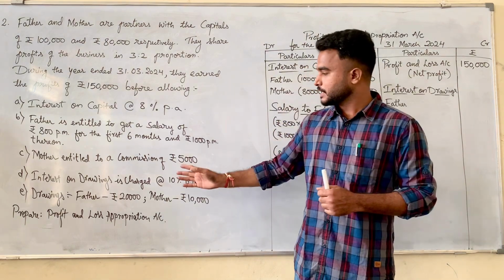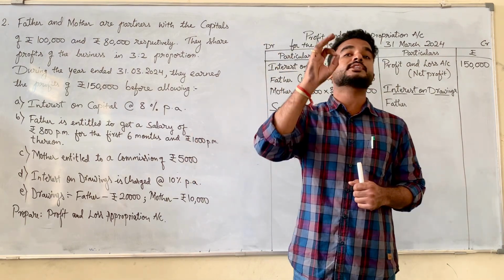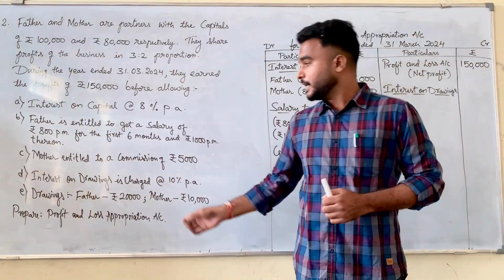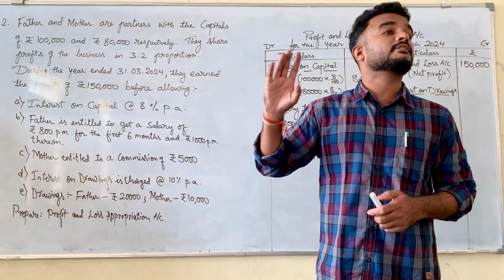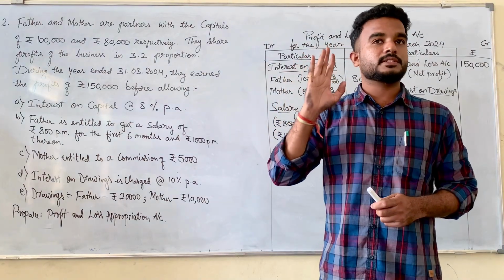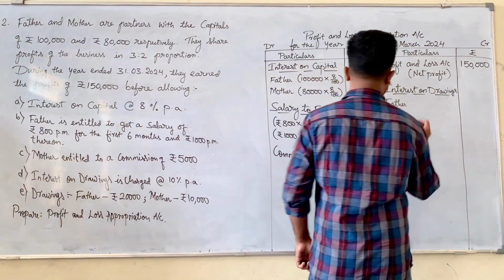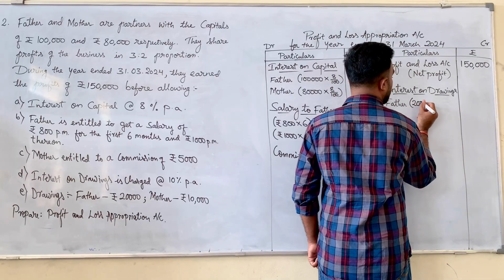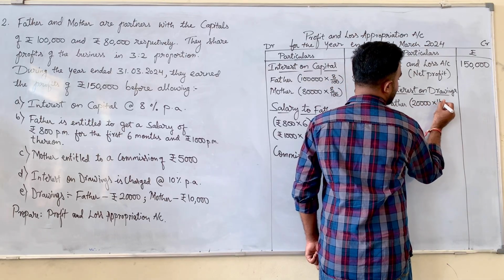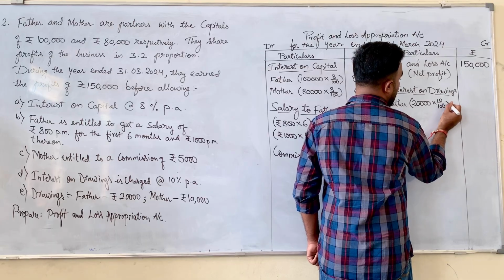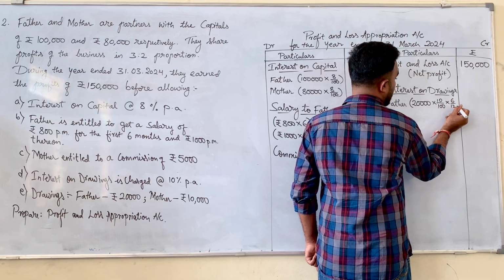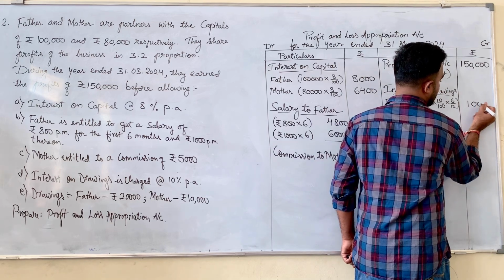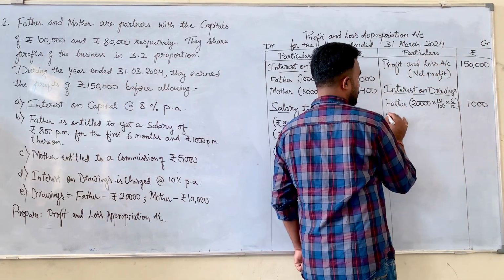So when we don't know the time period, we have to go with average clause. So what is average clause? Average clause means we have to calculate interest only for 6 months. How many months? 6 months. When the date of drawings is not specified, we have to calculate interest only for how many months? 6 months. Okay. Now father, what is the drawing of father? 20,000 into rate of interest 10%, into for how many months are we calculating? 6 months. 6 out of 12. Do it. 1,000.